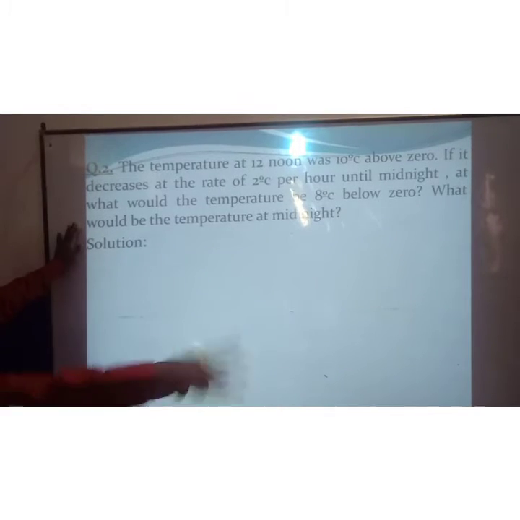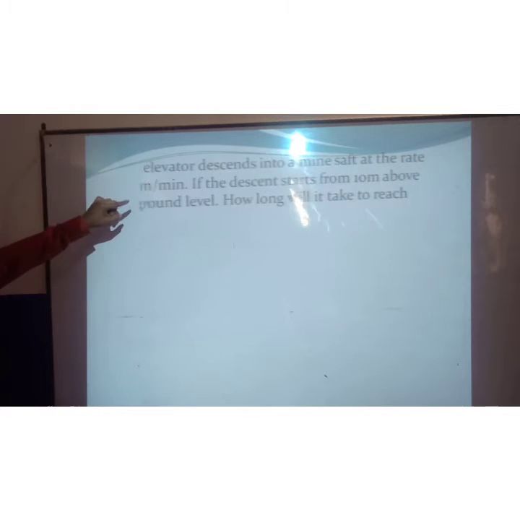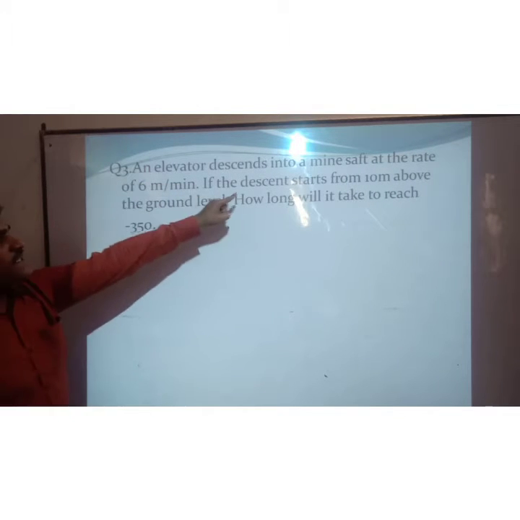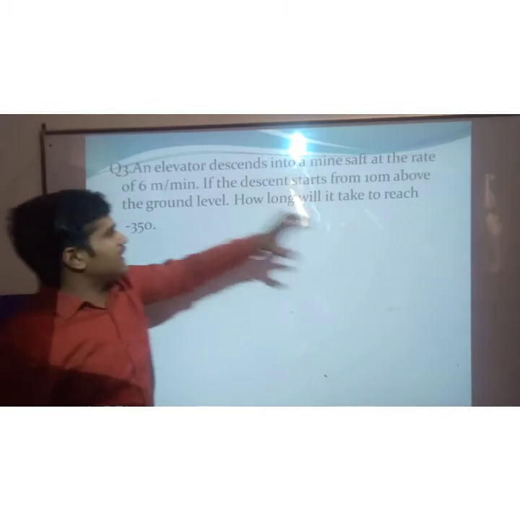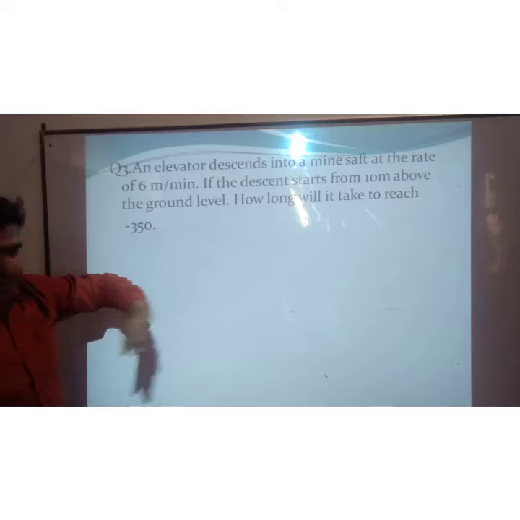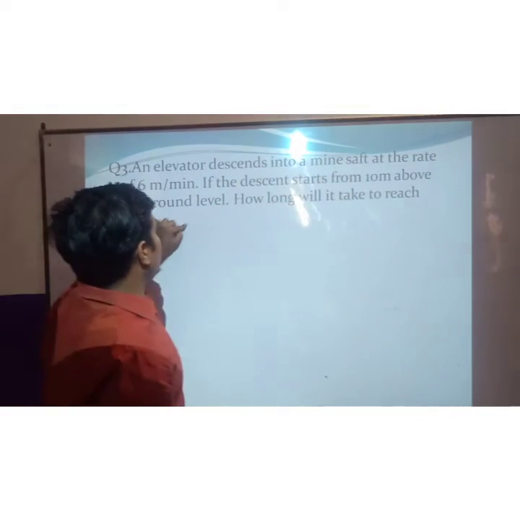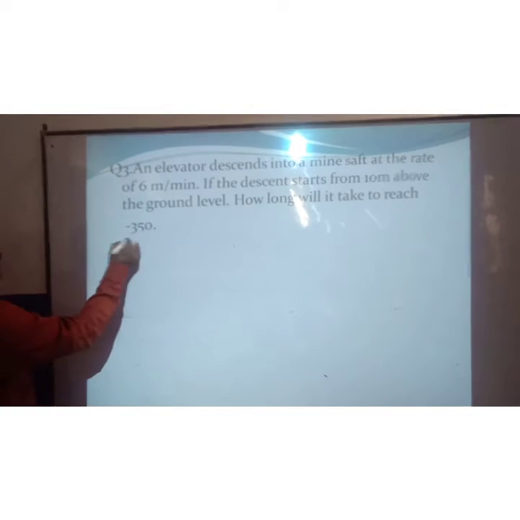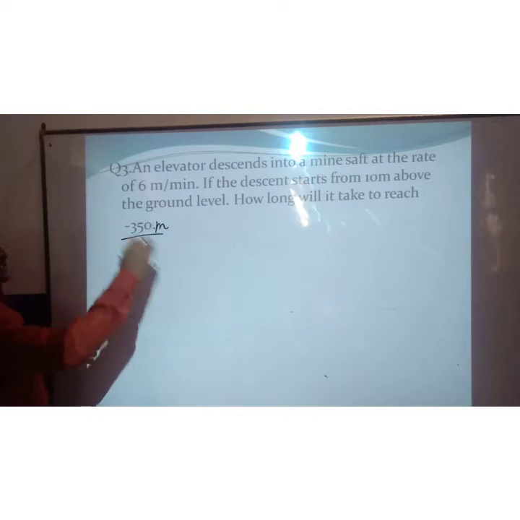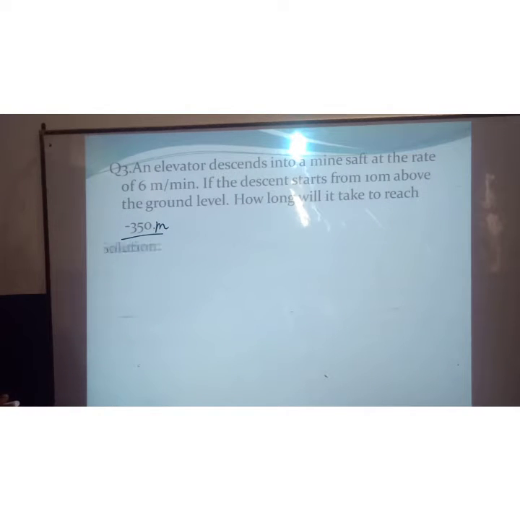Now, third question. An elevator descends into mines at the rate of 6 meters per minute. If the descent starts from 10 meters above the ground level, how long will it take to reach minus 350 meters, that is, 350 meters below?